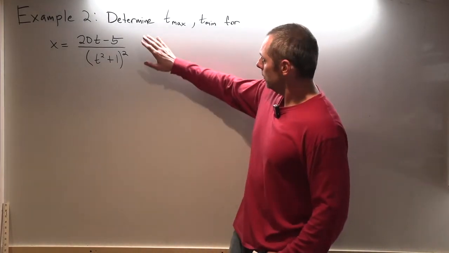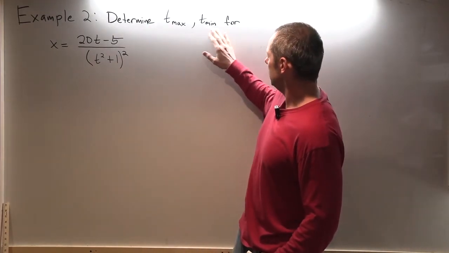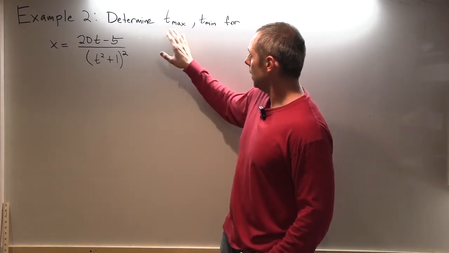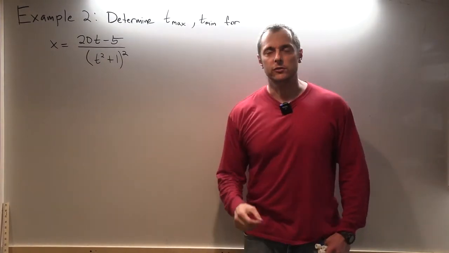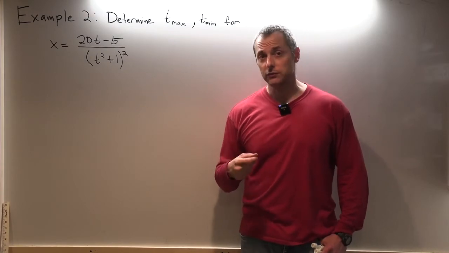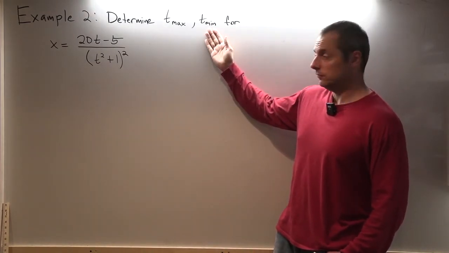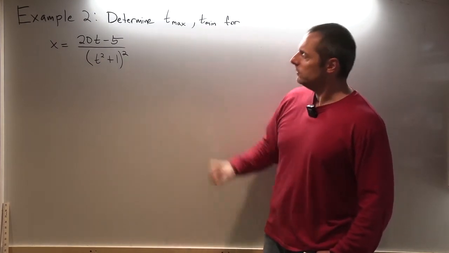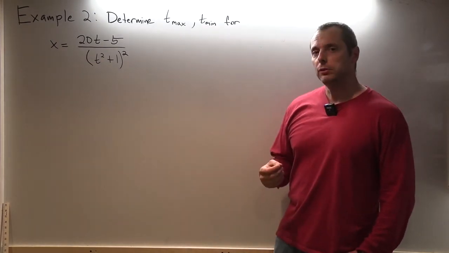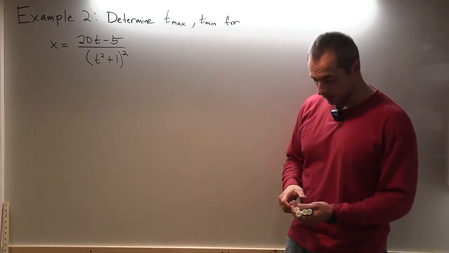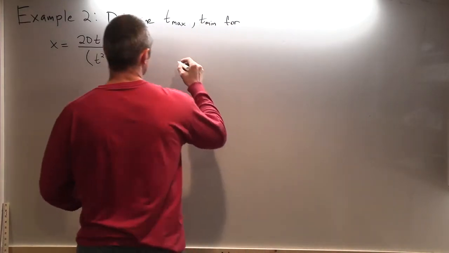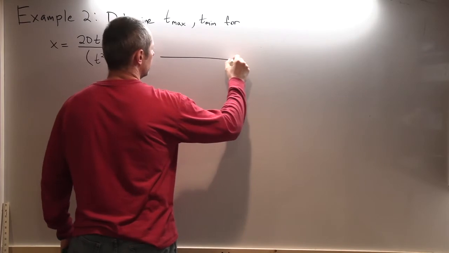So what we're going to do is determine Tmax and Tmin for this function. And what I mean by Tmax is the time at which the function achieves a maximum and the time at which the function achieves a minimum. That's the function. If I were to plot this on a TI calculator, it would look something like this.